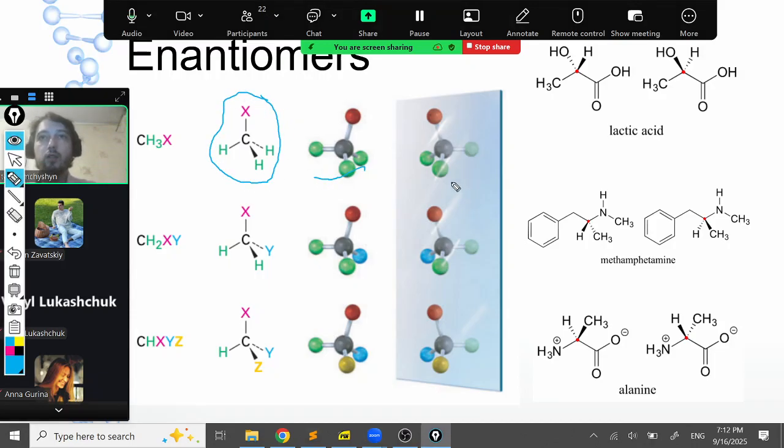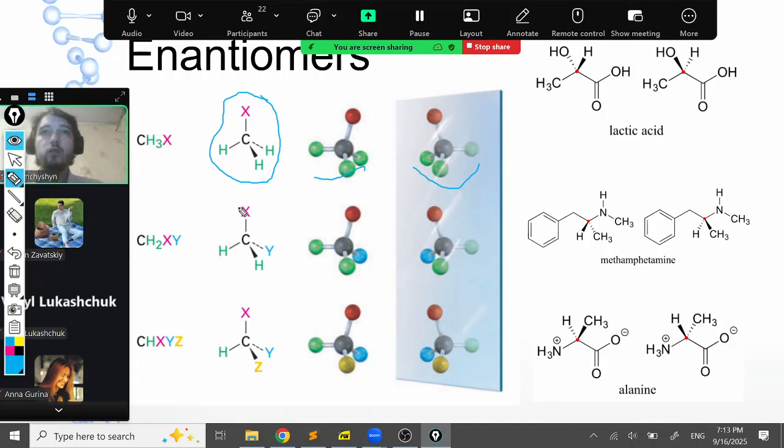I'll take this molecule and I make a mirror image of the molecule. Are they different? No, that's the same molecule. Yes, absolutely correct. It's the same molecule, so there's no difference.